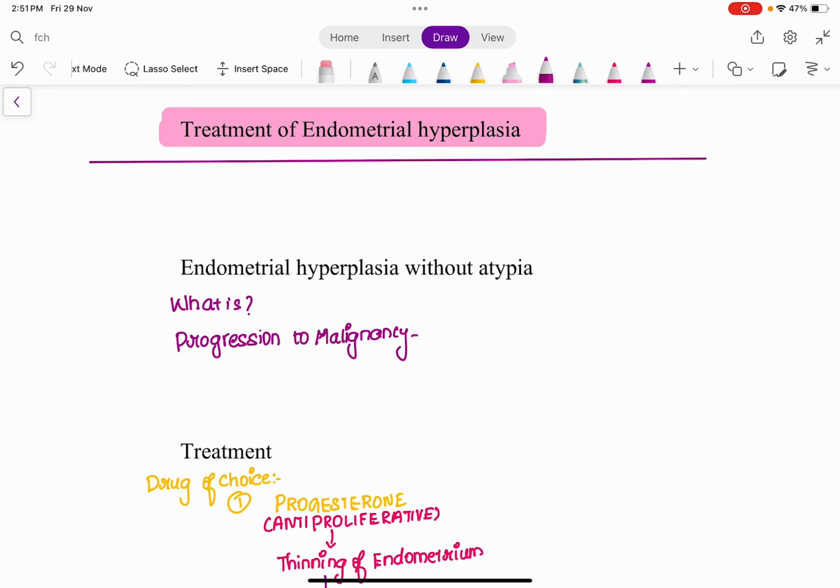So in this module, we're going to discuss the treatment of endometrial hyperplasia. In the previous module, we discussed certain important procedures. Now we will conclude everything with the treatment of endometrial hyperplasia.